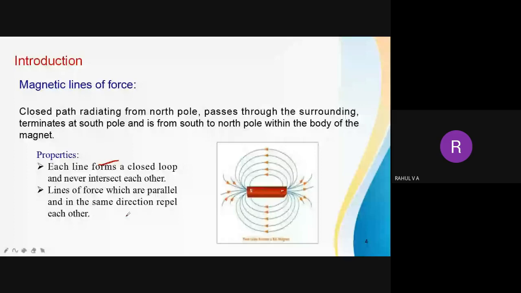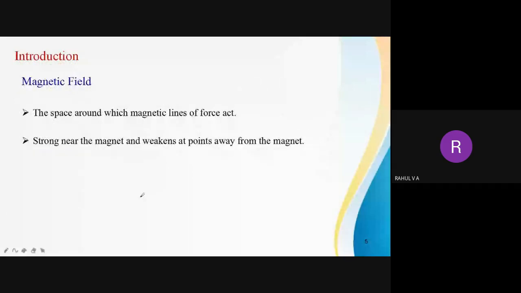Then what is MMF? Safa, what is MMF? Magnetomotive force. What is MMF?